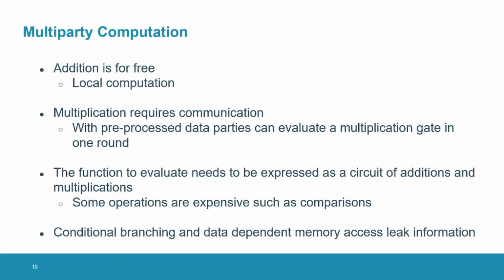Another relevant thing is that conditional branching and data-dependent memory accesses will leak information. So we cannot just perform the same operations as we would when implementing algorithms in the clear. And we actually have to find some workaround that will avoid this information leakage.